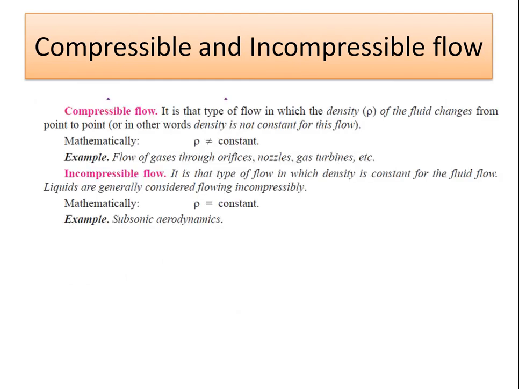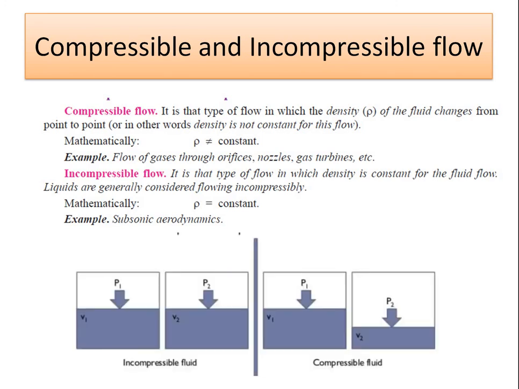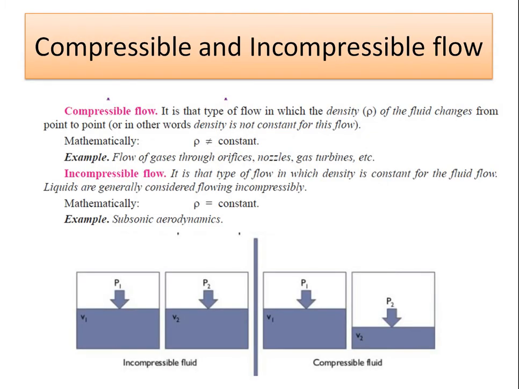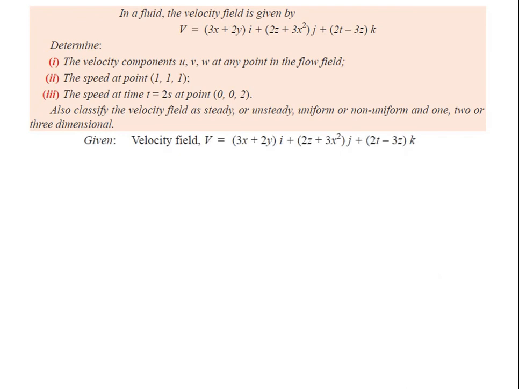And the last one is compressible and incompressible flow. It is the type of flow in which the density of the fluid changes from point to point, then it is called compressible fluid flow. And if the density does not change with respect to time, then it is called an incompressible flow. So all gases are examples of compressible flow, and water is ideally considered an incompressible fluid flow. These are some examples of compressible and incompressible fluid flow.